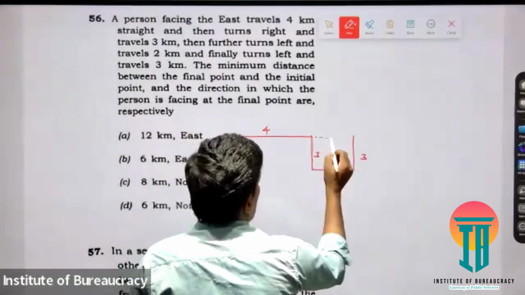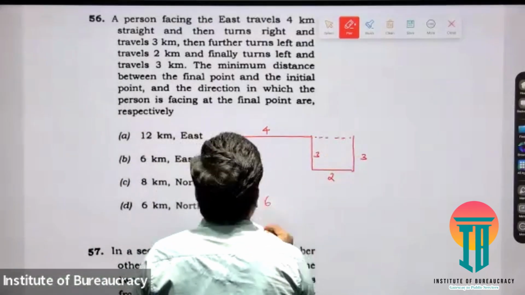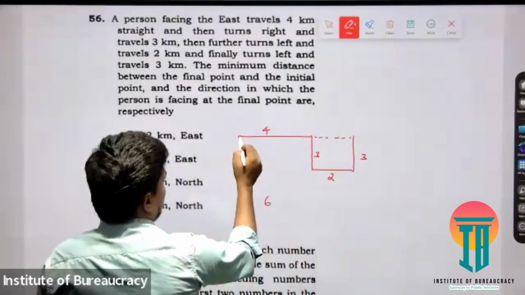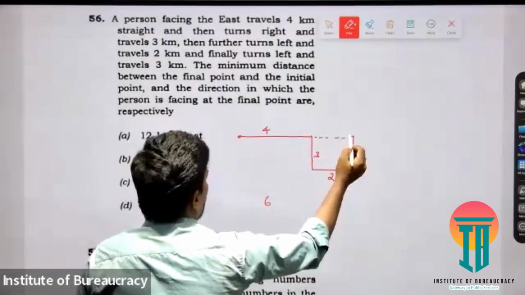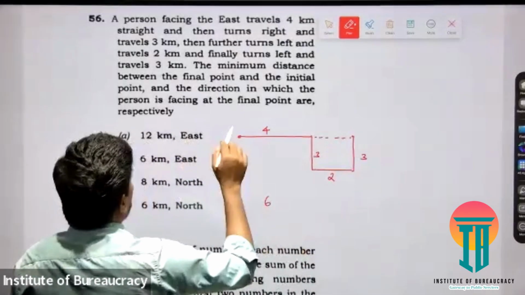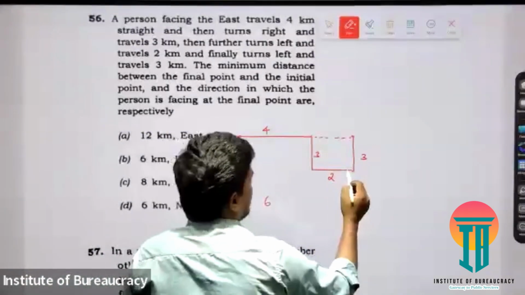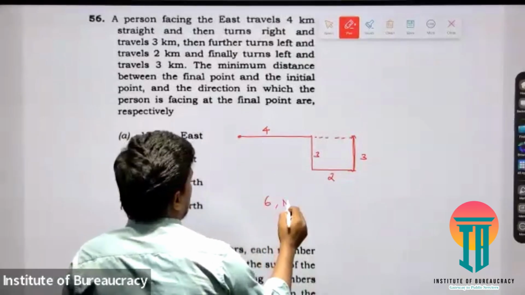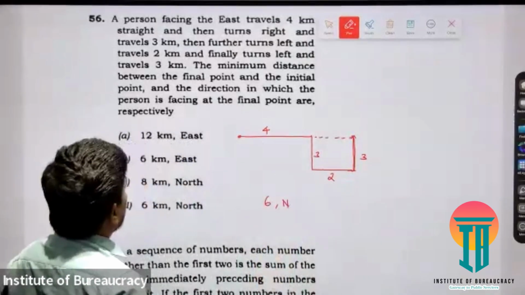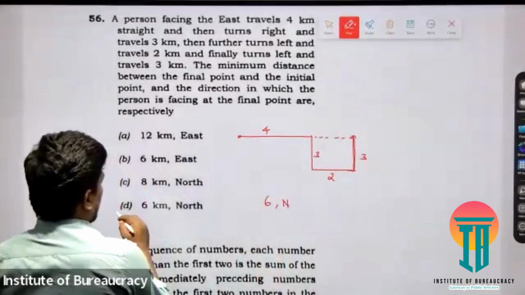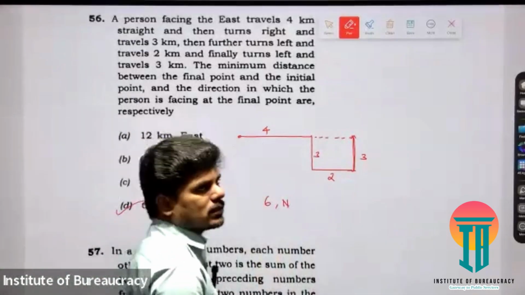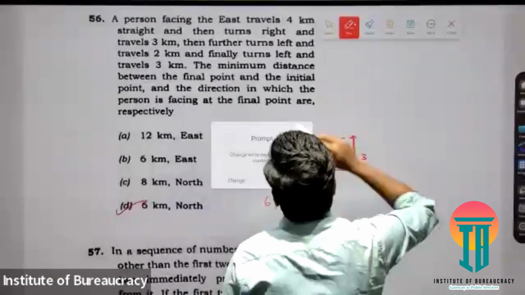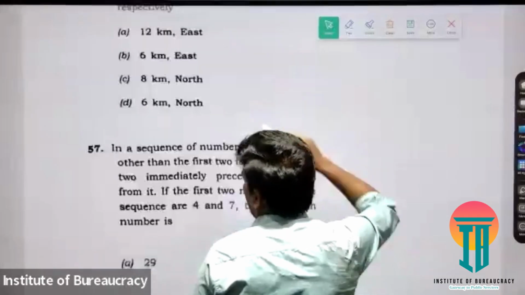So this is 6 kilometers, the distance from the starting point to the final point. And the direction in which the person is facing, he comes from here, he is going to face north. So it is 6 kilometers north. Option D is the answer for this question. Next one.